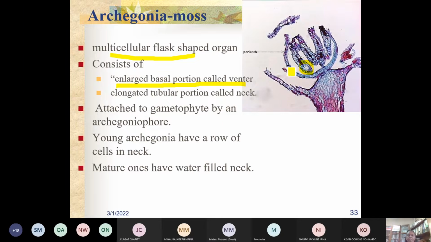The neck usually has cells that completely close up that entrance until the right time. So when the right time comes, those cells in the neck will break up, and that space will be filled with water, and that will enable the sperm cells to swim into the neck, down the neck to the venter, and cause fertilization to take place.